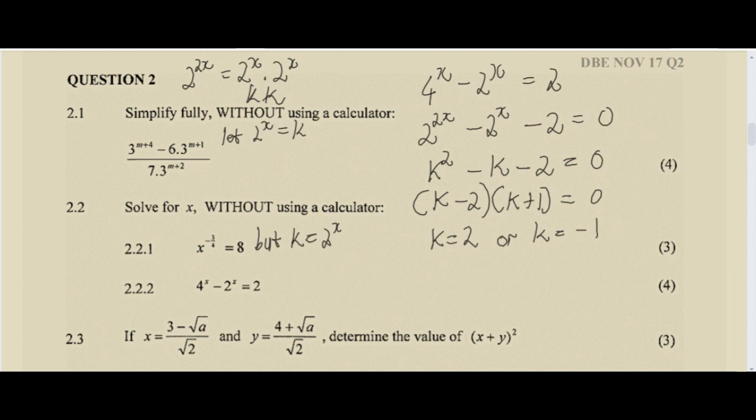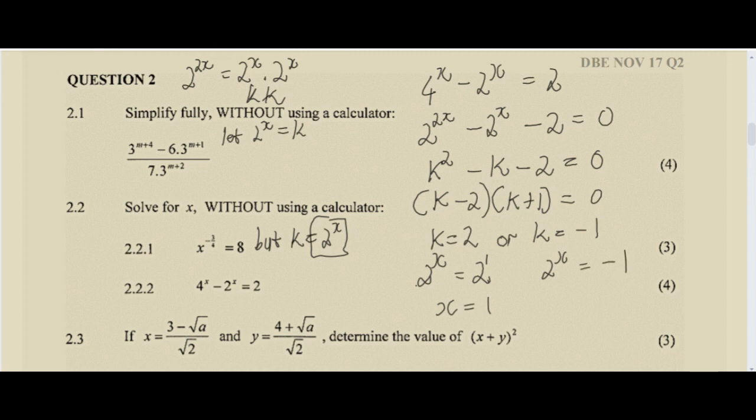Because we didn't want to work with this, it's a bit complicated, so we used k instead. Now that we have found the solutions for k, we can substitute back this original expression. So this is 2 to the exponent of x is equals to 2, which we know 2 is expressed to the exponent of 1. Now the bases are the same in an equation, we can drop the exponents. But what about this side here? This is 2 to the exponent of x is equals to negative 1.